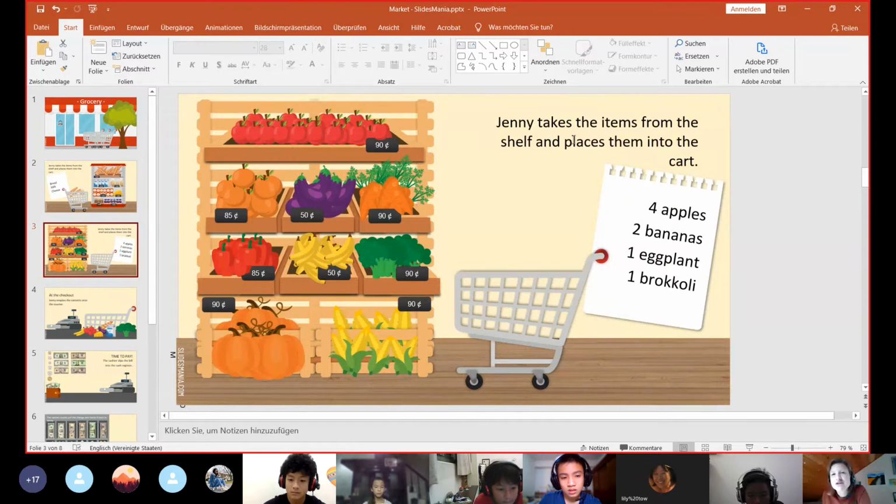Okay, Dylan, could you please read this sentence? Jenny takes the items from the shelf and places them into the cart. Again, okay, we need to take the items from the shelf. So, Bruce, what does Jenny need? 4 apples, 2 bananas, and eggplants.